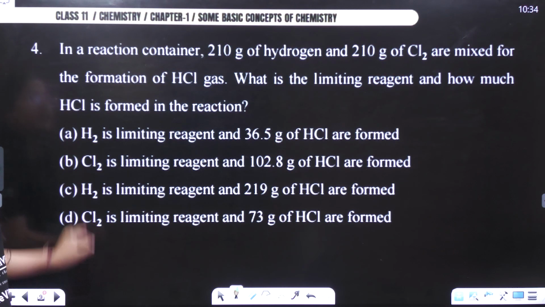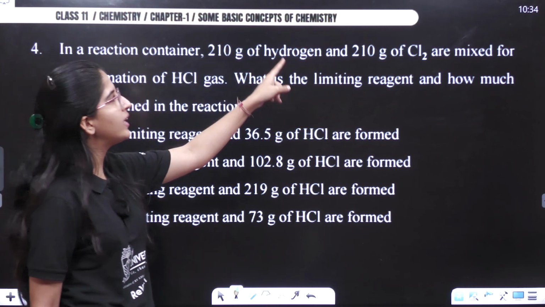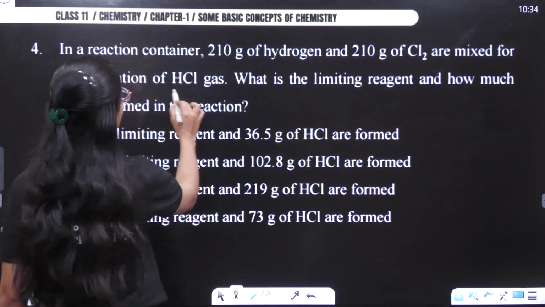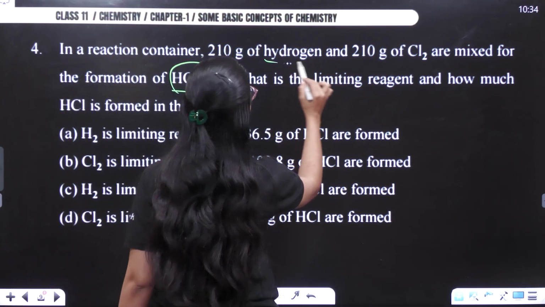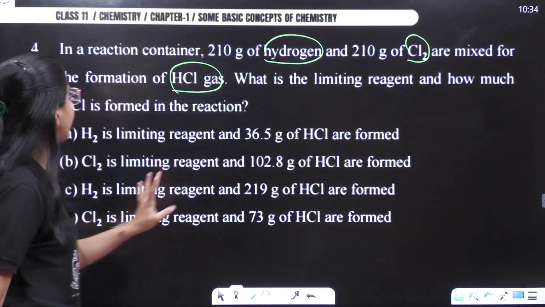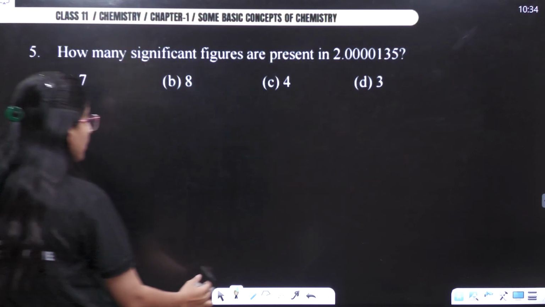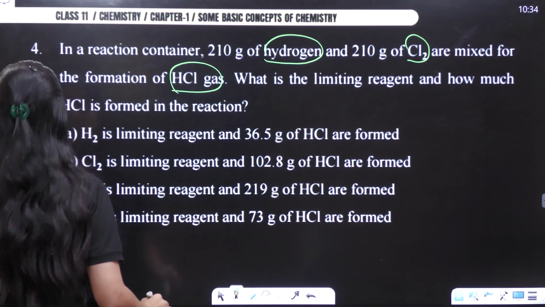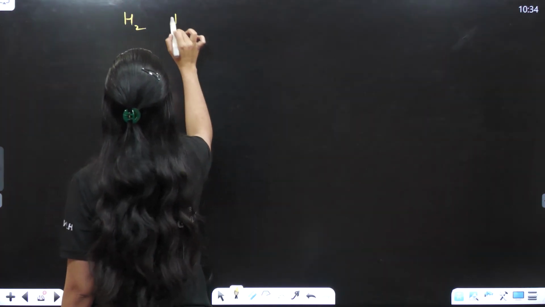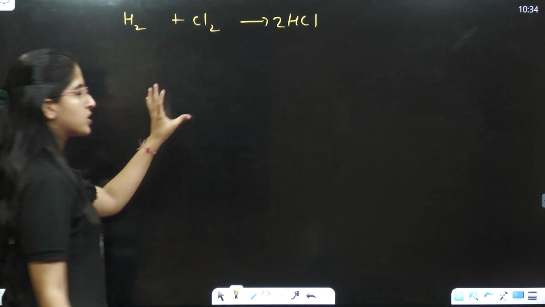So next question is, in a reaction container, 210 grams of hydrogen and 210 grams of chlorine are mixed for the formation of HCl. So we are forming HCl gas from hydrogen gas and chlorine gas. What is the limiting reagent and how much HCl is formed in the reaction? So here we are basically taking hydrogen plus chlorine to form HCl. The stoichiometric coefficients must be balanced.